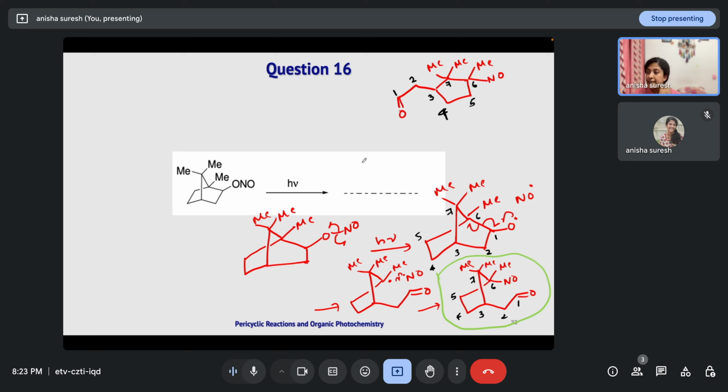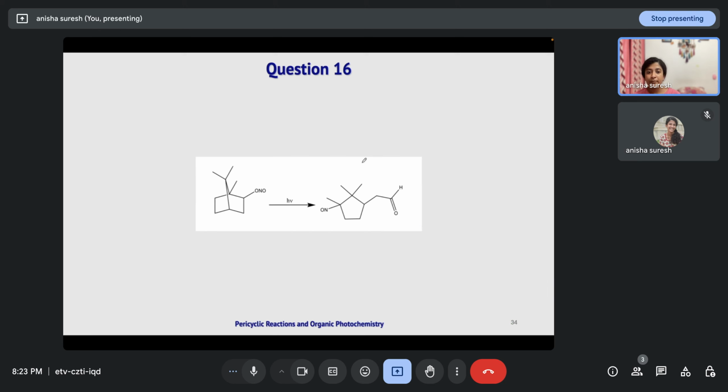Hope you have made it correct in the assignment. Okay. So first this ONO bond will cleave, leading to formation of O radical and NO radical. Then this bond will be breaking homolytically, leading to formation of the radical here. Then this NO radical will recombine with this radical, leading to formation of this final product. Hope the mechanism is clear.